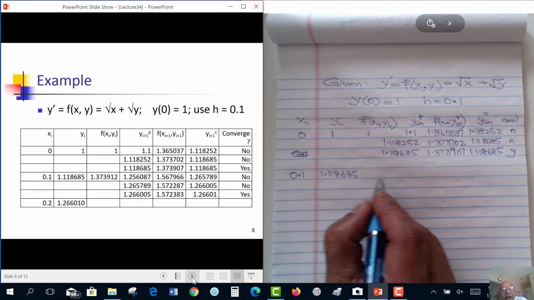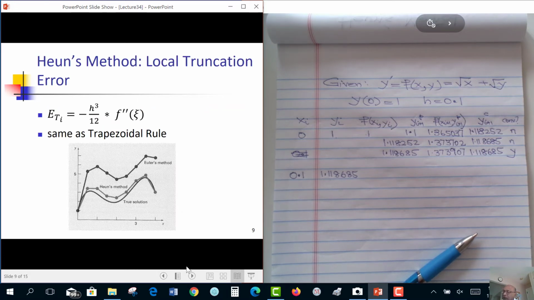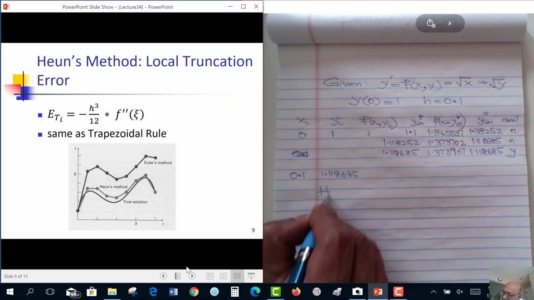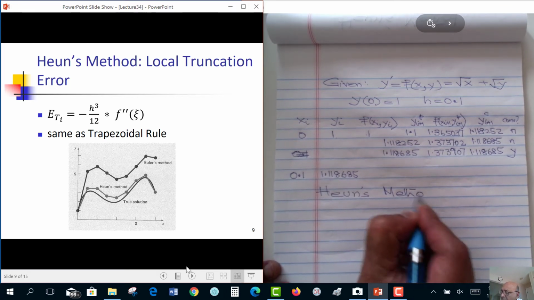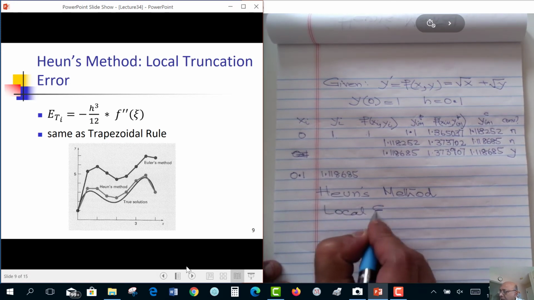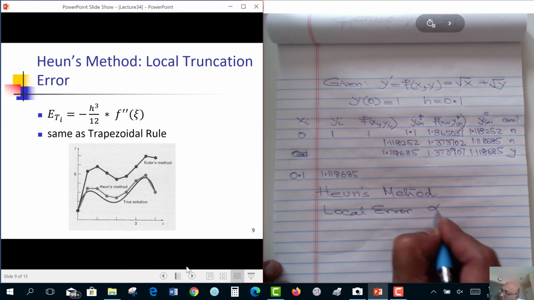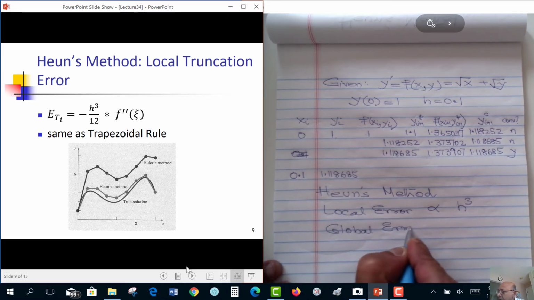All right. I would like you to do one more iteration and see if you match my values here. Okay, remember, keep 6 decimal digits. Okay, so Heun's method. First of all, local error is proportional to h cubed. Remember, we are making the trapezoid. Global error is proportional to h squared.